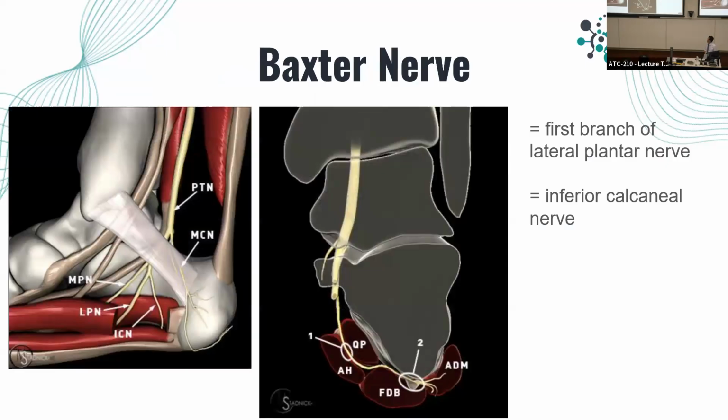And for people just as Baxter's nerve, that's just the first branch of the lateral plantar nerve as demonstrated on the pictorials. Sometimes people call it the inferior calcaneal nerve. Not something that we can look at on ultrasound. Sometimes we can see it, but you need someone who's pretty experienced to try to look for a very small nerve. But sometimes worth looking at, and sometimes worth considering that it might be neuropathy involved with the pain.